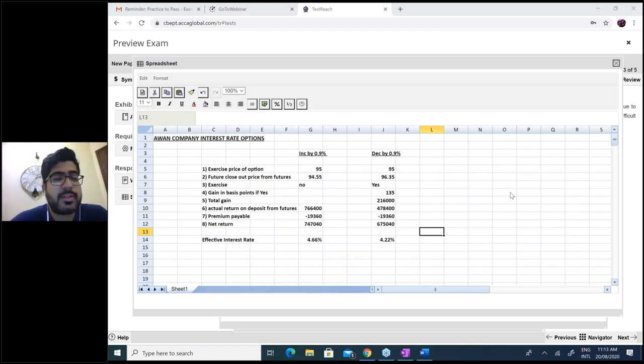Gain in basis points. So the gain is the difference of the first 2 steps, exercise price and future closing price. It's coming 1.35%. I need to write in basis points. Yesterday I told you 100 basis points is 1%. So 1.35% is 135 basis points.